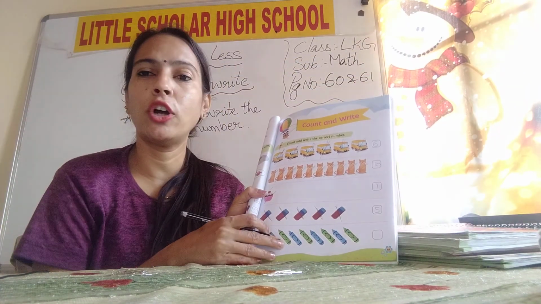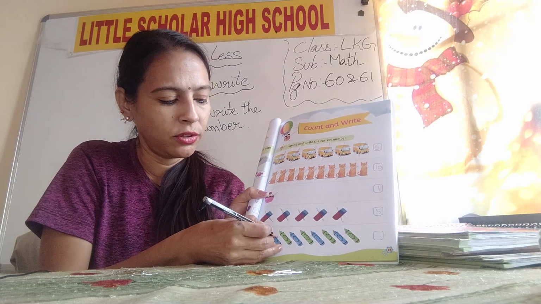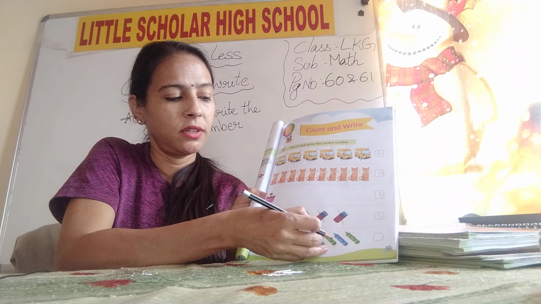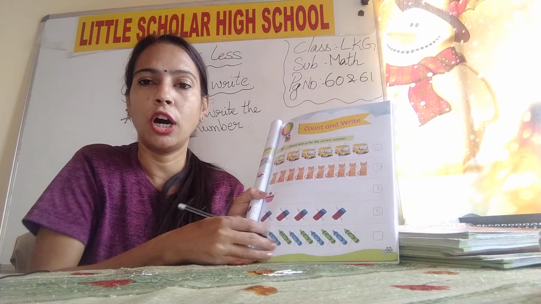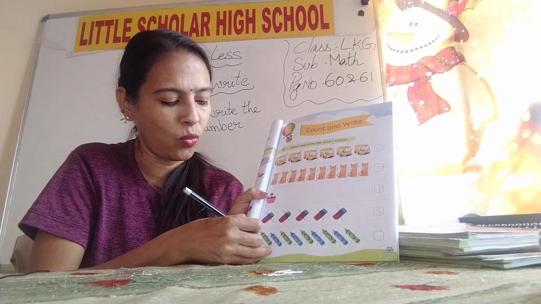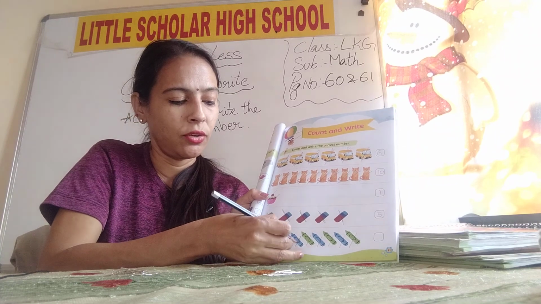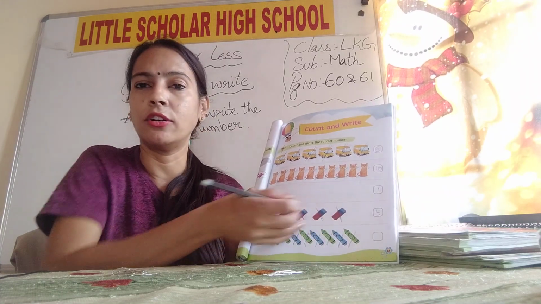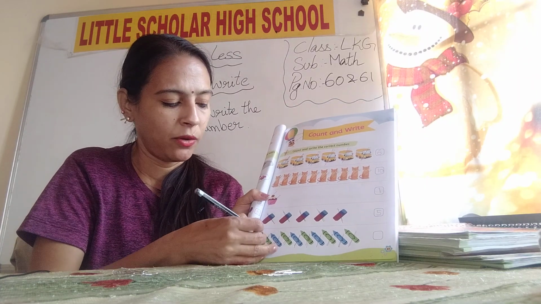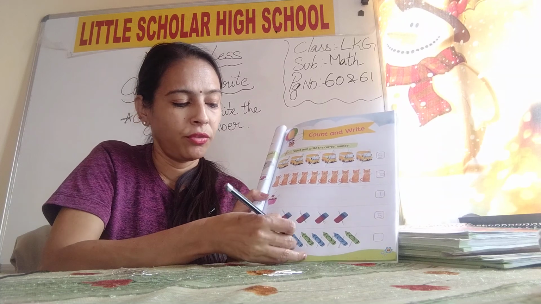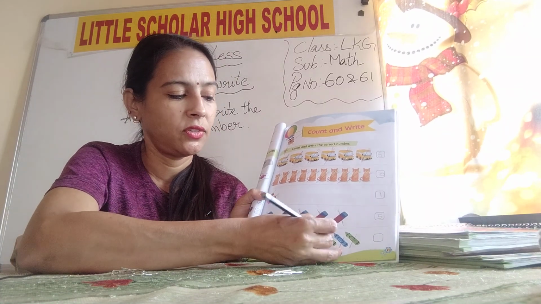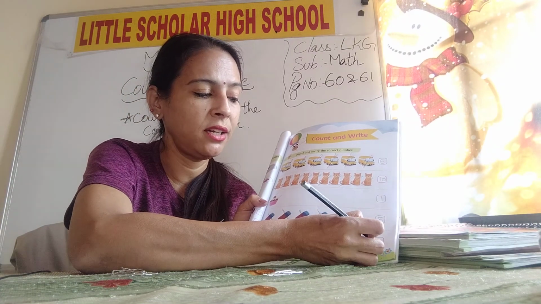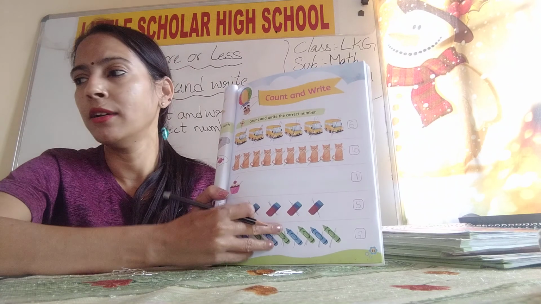Now, how many crayons are there? Let us count. 1, 2, 3, 4, 5, 6, 7, 8, 9. 9 crayons. Again, 1, 2, 3, 4, 5, 6, 7, 8, 9. 9 crayons. So we'll write the number 9. So there were 9 crayons.